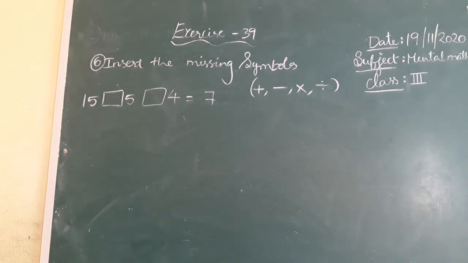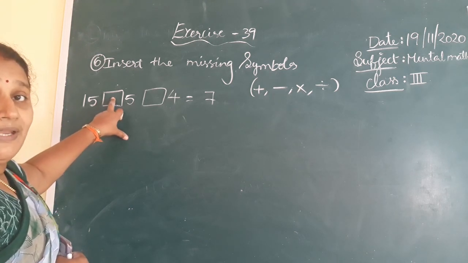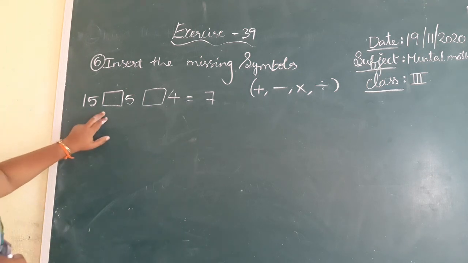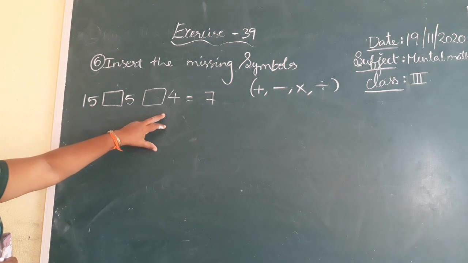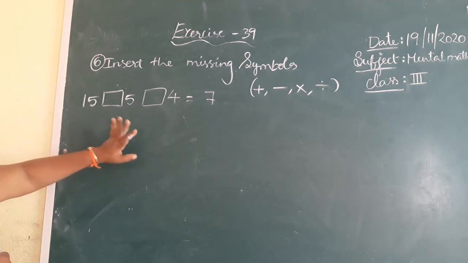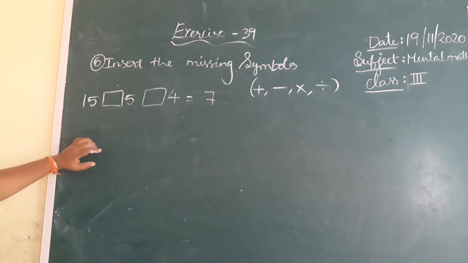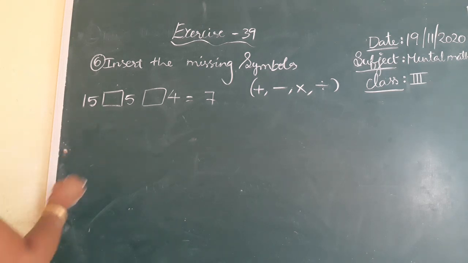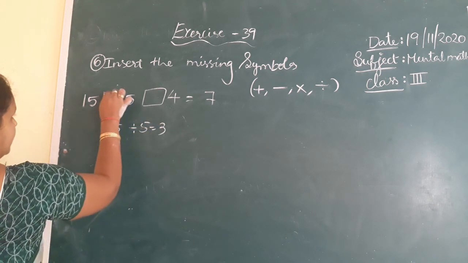See, if I keep plus, 15 plus 5, 20, it exceeds. Here we have to get 7 only. Next 15 minus 5, 10. 10 plus 4 or 10 minus 4, 6, not 7. So into, 15 into 5, 75. It is also not near that number. So 15 divided by 5. What is 15 divided by 5, children? 15 divided by 5 means 3.